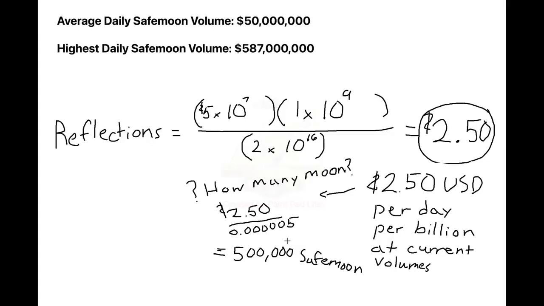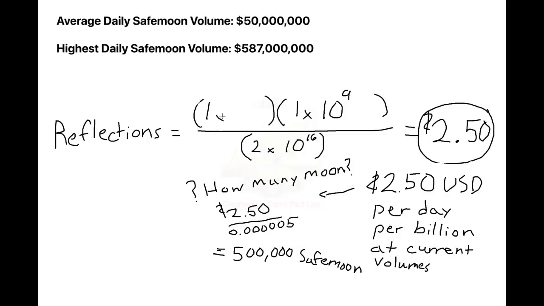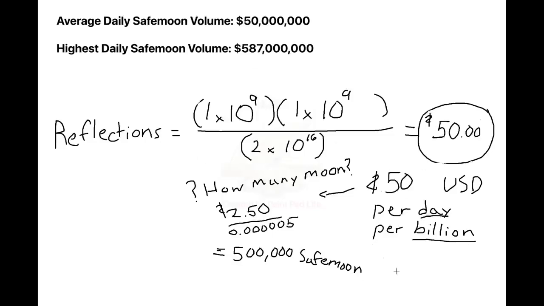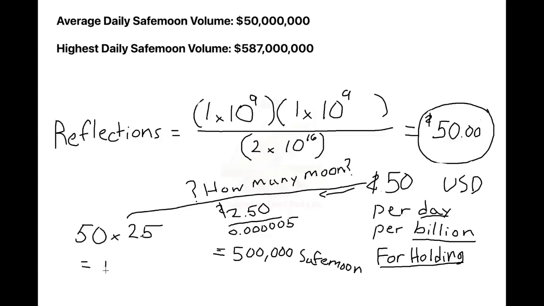Let's see how much money that is. So if we substitute in values, 1 billion for volume and 1 billion coins, we get 50 as our answer. $50 per day per billion coins that you own. Me sitting at 2.5 billion, that would net me $125 per day, or about $43,000 a year, just for holding Safemoon.